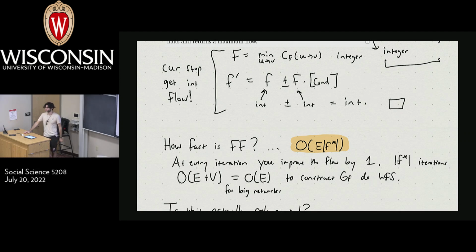Yes? F star is the maximum flow. So this is just saying the value of the max flow. Other questions?